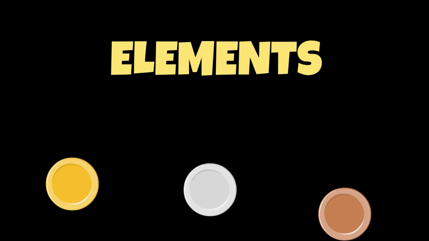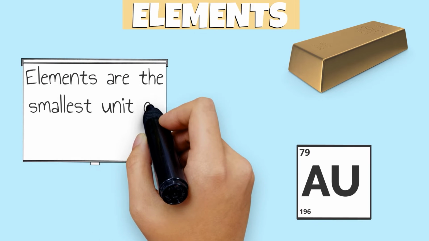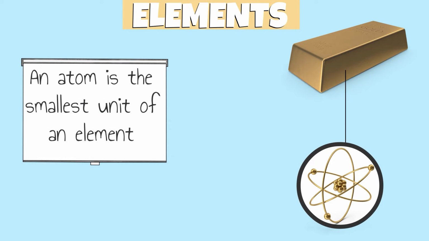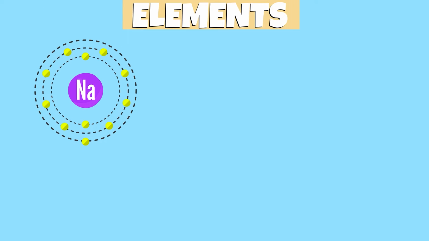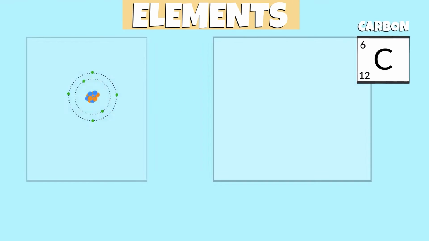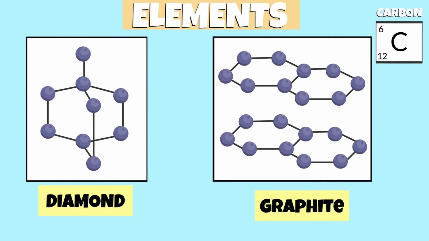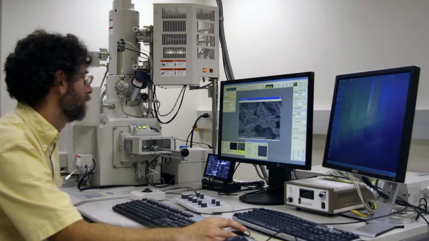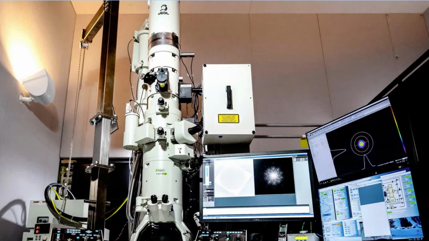So what are elements? Elements are the smallest unit of a substance, and an atom is the smallest unit of an element. Elements combine together to form compounds, and atoms combine together to form molecules. We cannot see atoms with our eyes because they are so small, so scientists have to use very powerful and special instruments to observe them.